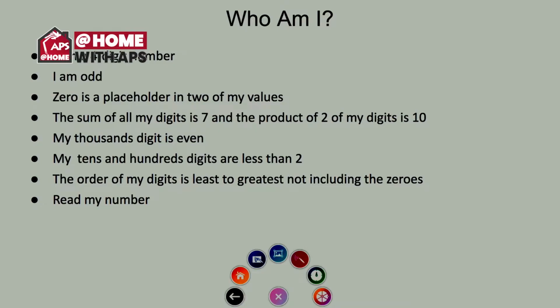My thousands digit is even. My tens and hundreds digits are less than 2. That might give me a good clue of where maybe those zeros are going to lie. And the order of my digits is going to be least to greatest, not including those zeros. Then I want to be able to read this number at the end. So let's see if we can do that.